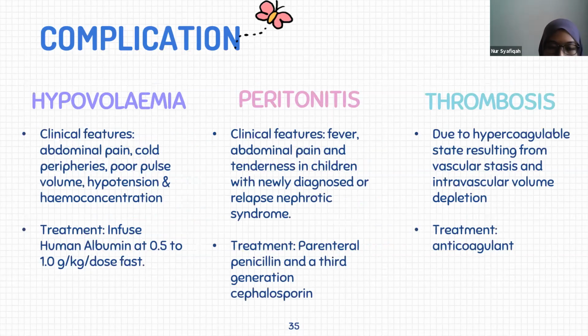The next one is complication. First, we have hypovolemia, where the clinical features are abdominal pain, cold peripheries, and so on. For treatment, we can infuse human albumin at 0.5 to 1.0 gram per kilogram per dose. Then we have peritonitis, which is associated with infection. For treatment, we can give parenteral penicillin and a third generation cephalosporin, which is a broad spectrum antibiotic. And then we have thrombosis. Thrombosis can occur due to a hypercoagulable state resulting from vascular stasis and also intravascular volume depletion. For treatment, we give anticoagulant.